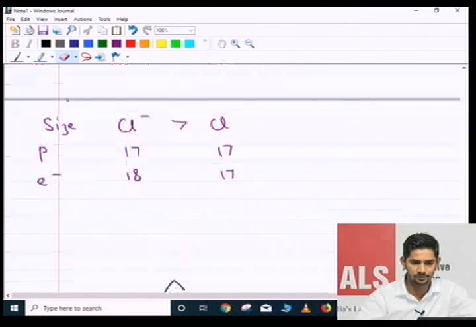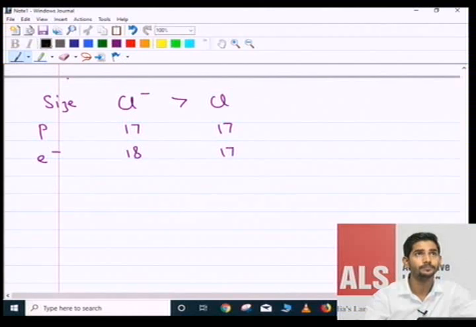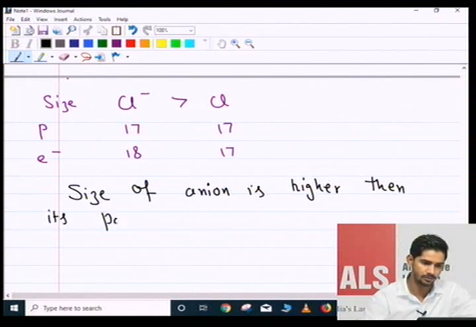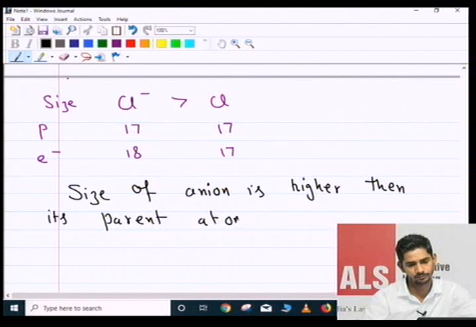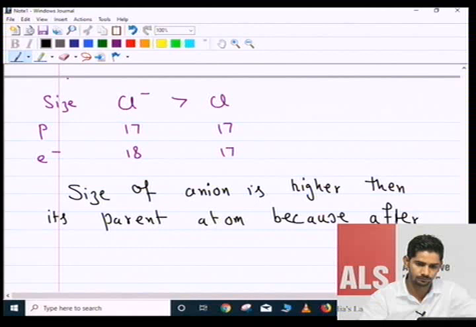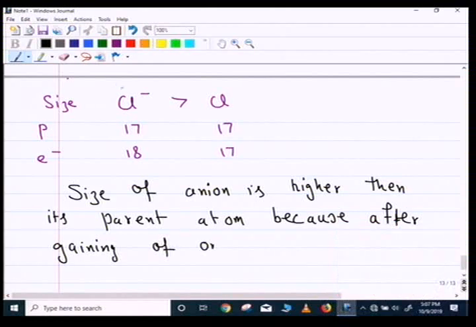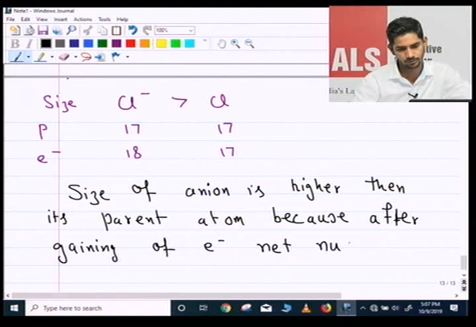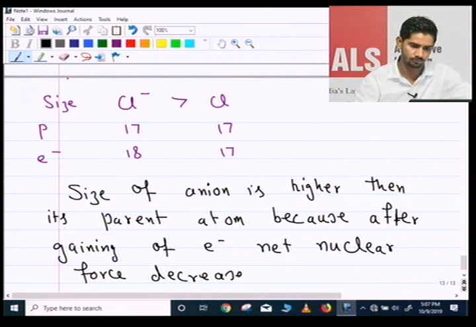Okay, so I am writing the explanation for this one. Why is size of anion bigger than its parent atom? Size of anion is higher than its parent atom because after gaining of electron, net nuclear force decreases. Please copy.